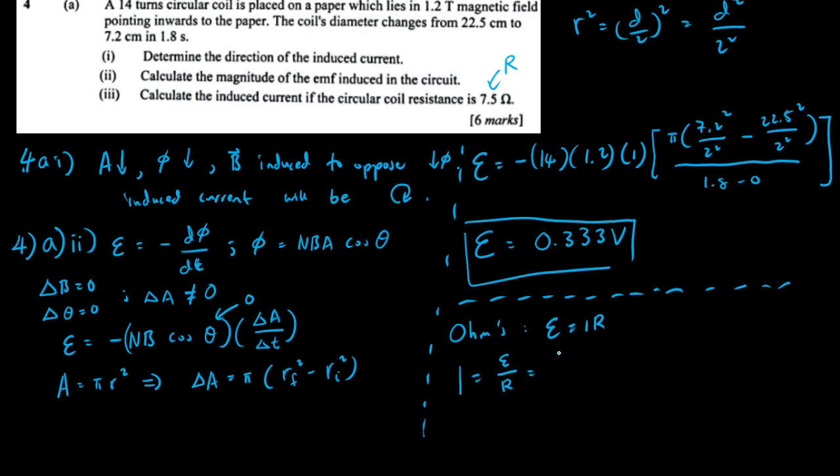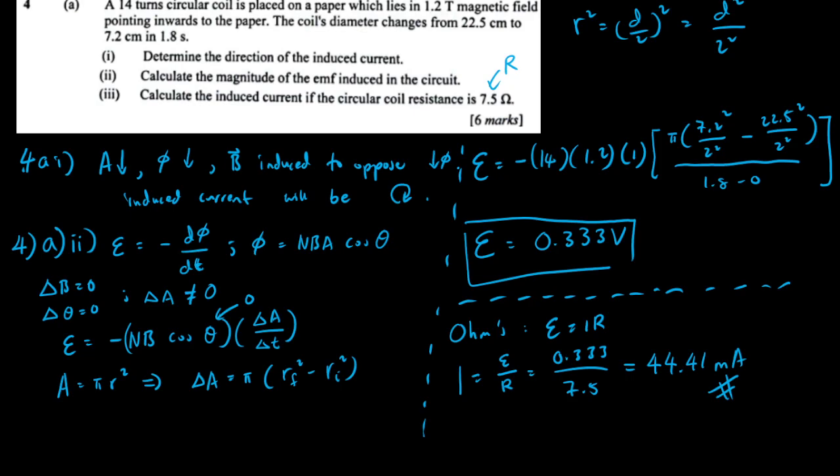I have epsilon to be 0.333 and R equals 7.5. Okay, key that into the calculator, check if you have the right answer. Should be 44.41 milliamps, right? So I'm just applying Ohm's law at that point.